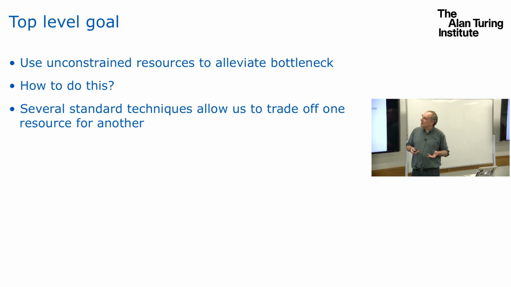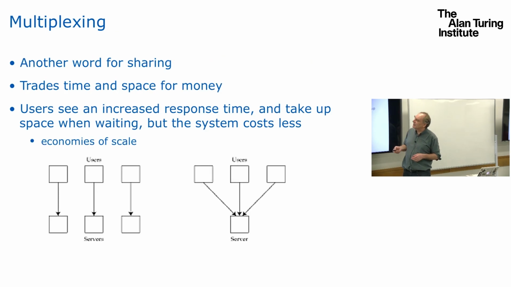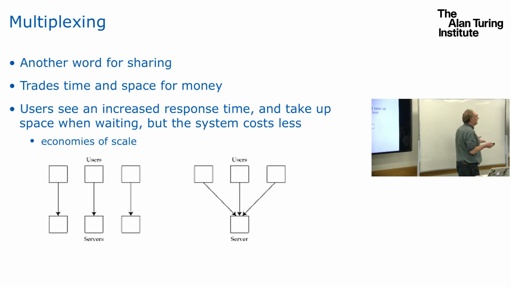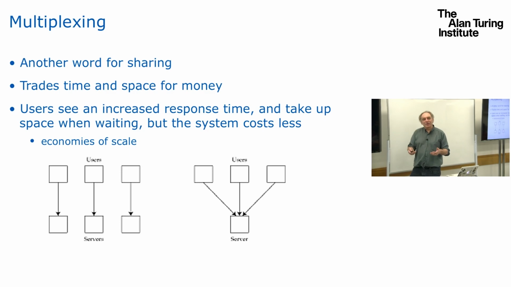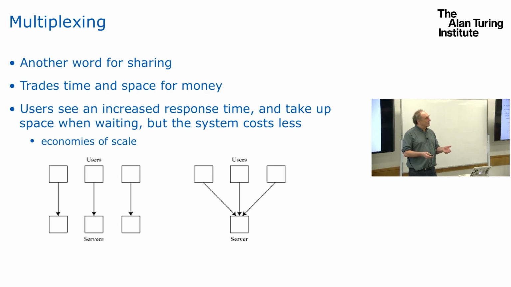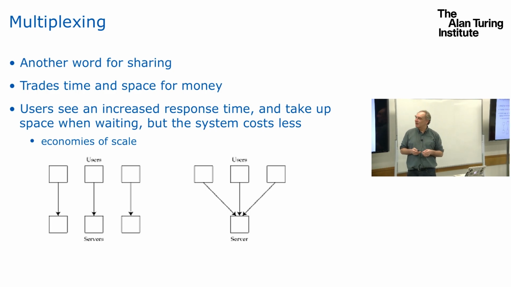So how do we use unconstrained resources to relieve a bottleneck? There are lots of different techniques for this. These are standard techniques in lots of parts of the world we're used to now. Early on in computing, you got a computer and it was dedicated to you. You literally walked up with a paper tape and you'd use the computer and get some kind of output, which might be more paper tape, and you might have some widget to read the paper tape and produce some numbers.